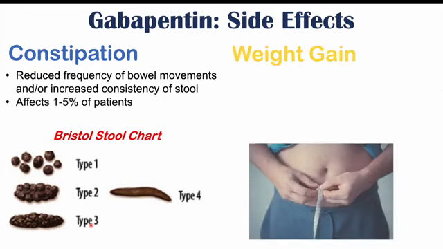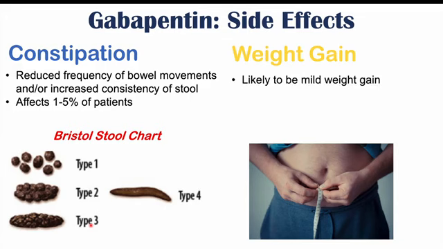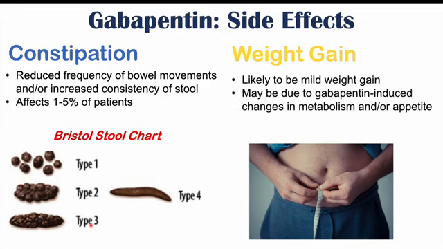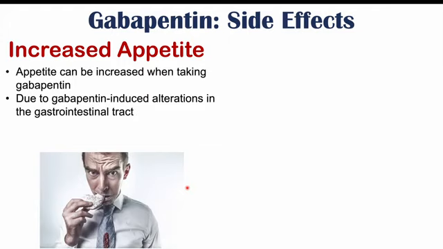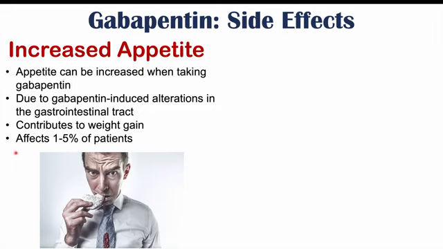And then we can also see weight gain in some patients as well. Usually it's going to be mild weight gain, and it can be due to gabapentin-induced changes in metabolism and or appetite. So again, this is often going to occur in 1 to 5% of patients as well. Some other side effects can include increased appetite. So appetite can be increased when taking gabapentin. This is due to gabapentin-induced alterations in the gastrointestinal tract. So GABA effects can occur in the gastrointestinal system, and this will also contribute to weight gain as well. And this is estimated to affect 1 to 5% of patients as well.